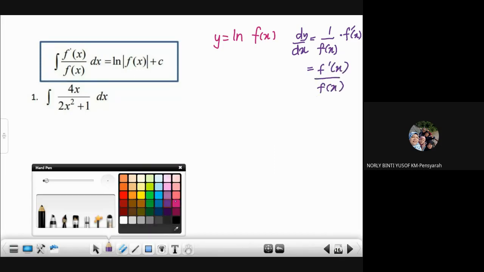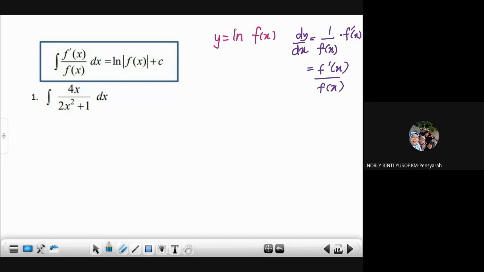Jadi itulah terhasilnya formula tu, sebab ini pergi sini adalah D, ini pergi sini adalah I. Satulah integrate of this function f prime x over fx dx akan dapat ln fx plus c. Cuma bila integration dapat ln tu kena buat tanda modulus. Kalau dia daripada differentiation tak perlu. Okay. So dapatlah formula ni.